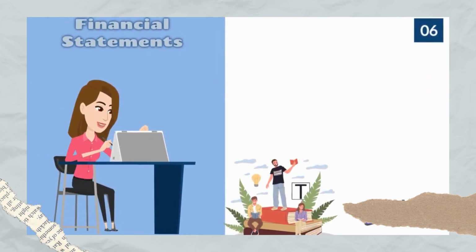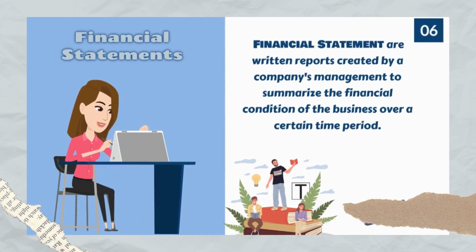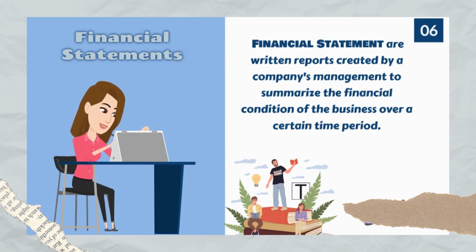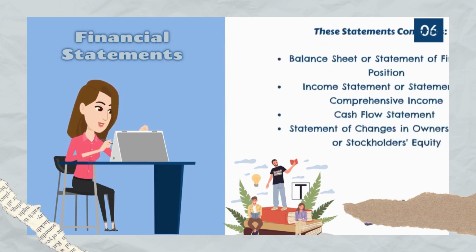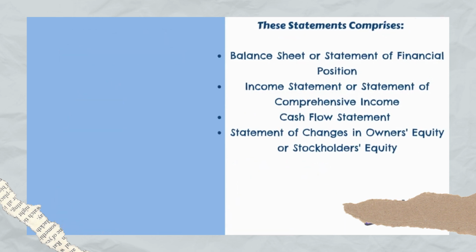Step 6. Financial statements. Financial statements are written reports created by a company's management to summarize the financial condition of the business over a certain time period. These are the financial statements that must be prepared in accordance with the specified standardized accounting to ensure that reporting is consistent at all levels.